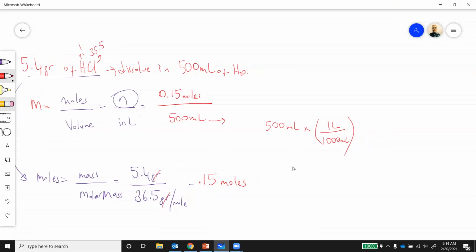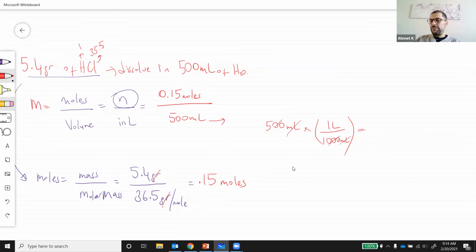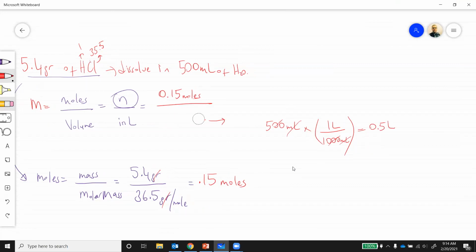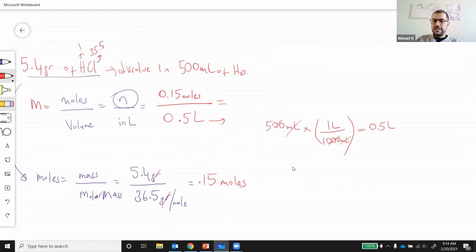And so again, we want to convert this into liters. So now milliliter is cancelled out. And as you can see, it is 5 divided by 10. So it's 0.5 liters, right? So now you know this. So I can come back here and plug it in. And so if I do this, again, the unit is moles per liter, moles divided by liter, but we're just putting M.